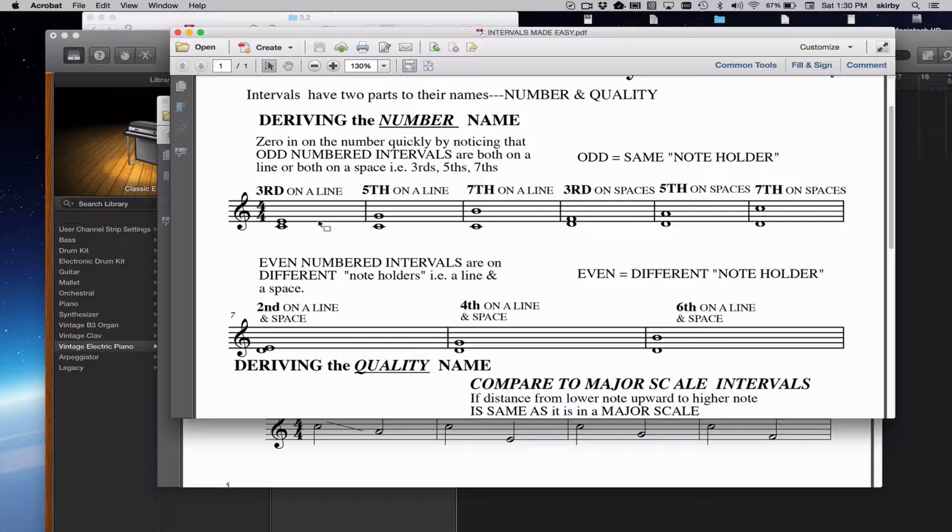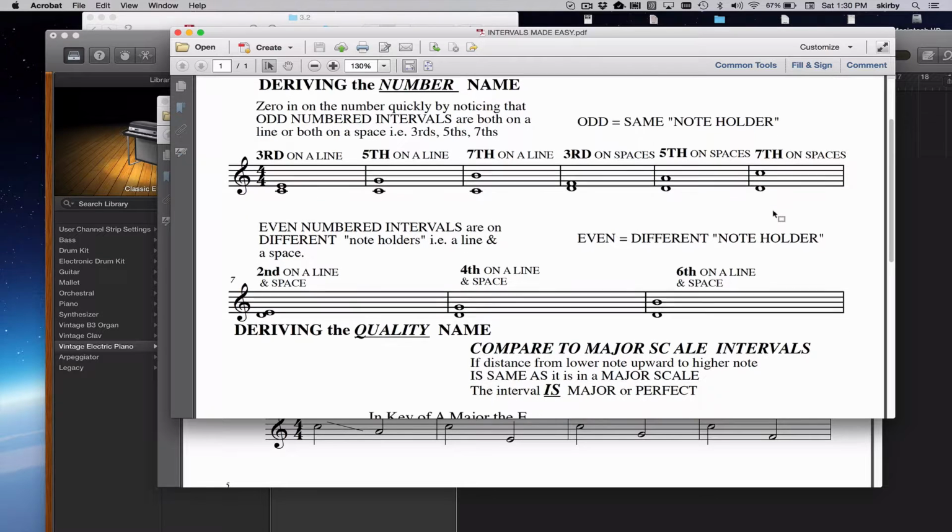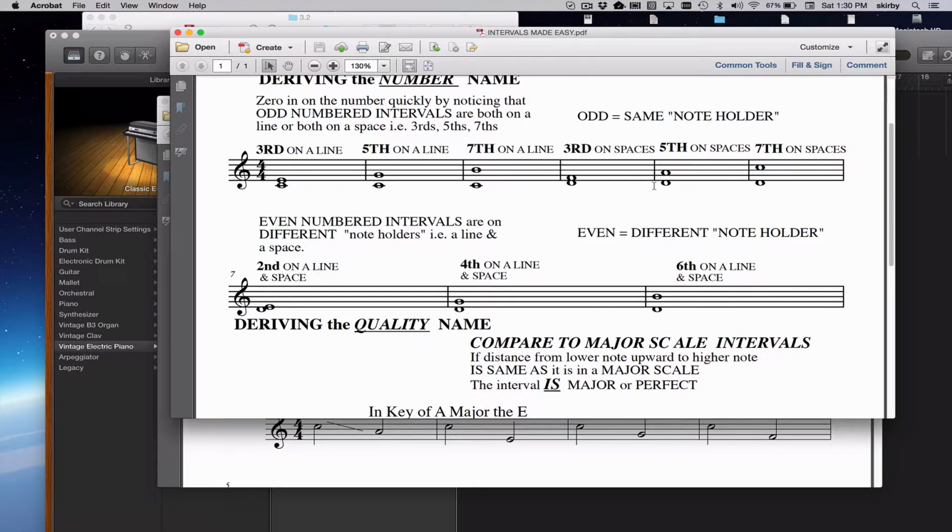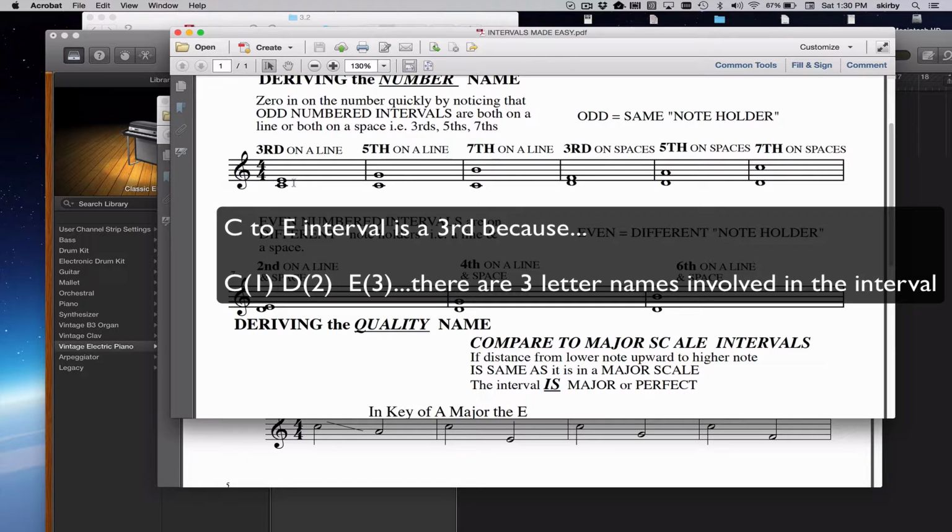If they were on a space, then same thing: space, space, space, and you can see the closer one is the third, the medium one is the fifth, and the more distant one is the seventh. So that's a visual cue to quickly figure out the number name of an interval. If you are counting, remember to count inclusively. So C to E is a third because we count C, that's 1, D, the next note in between, and then E is the third note, and that's why it's a third.